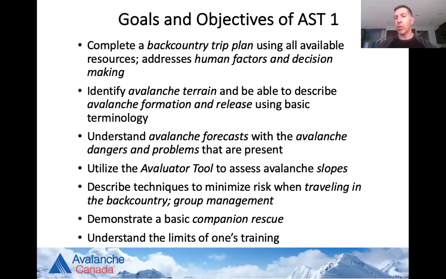And then it's important that we understand the limits of our training. So we'll be talking about where this course is going to take you and what things you can expect whilst we're on the virtual part and also whilst we're out in the field.